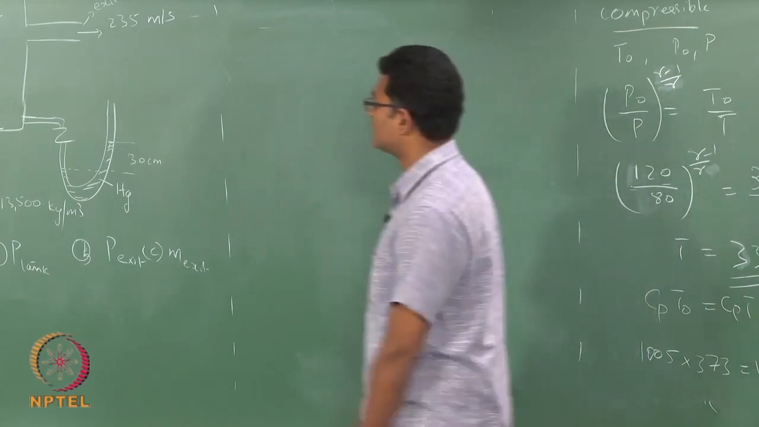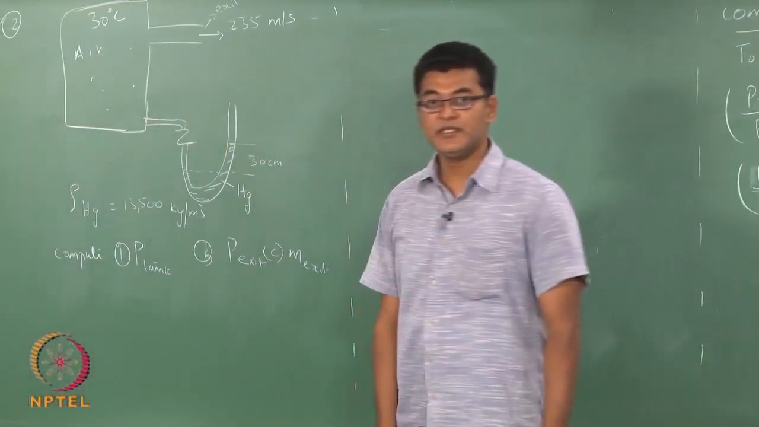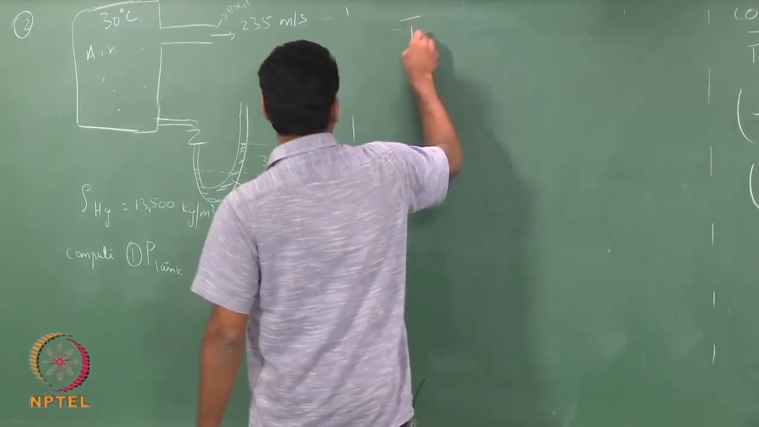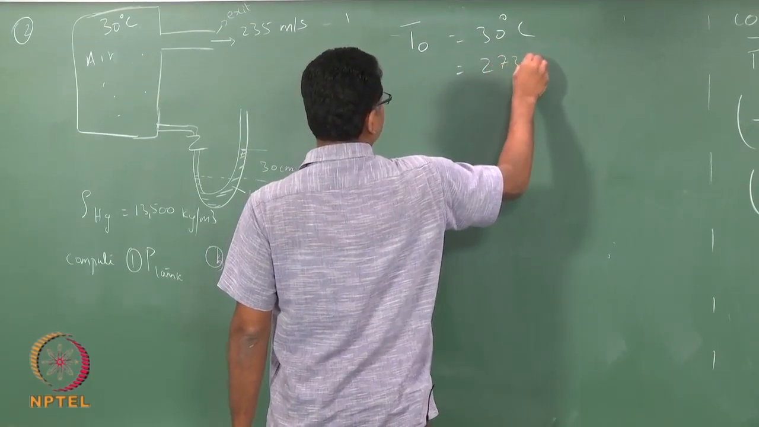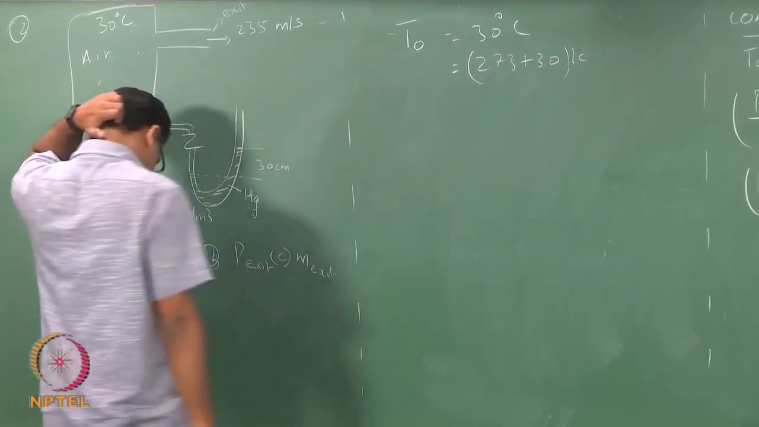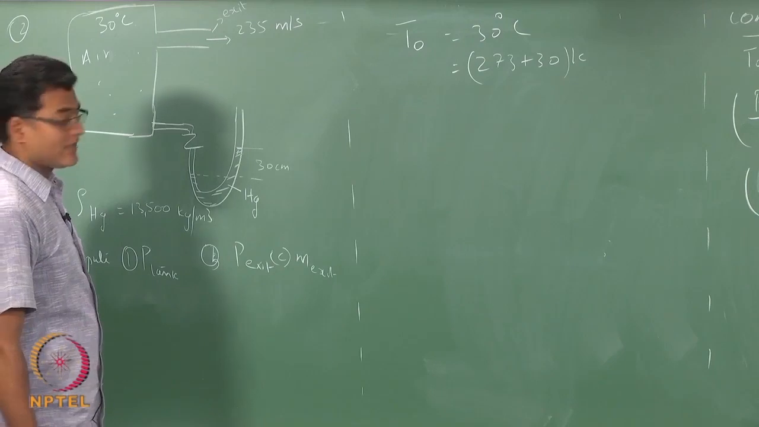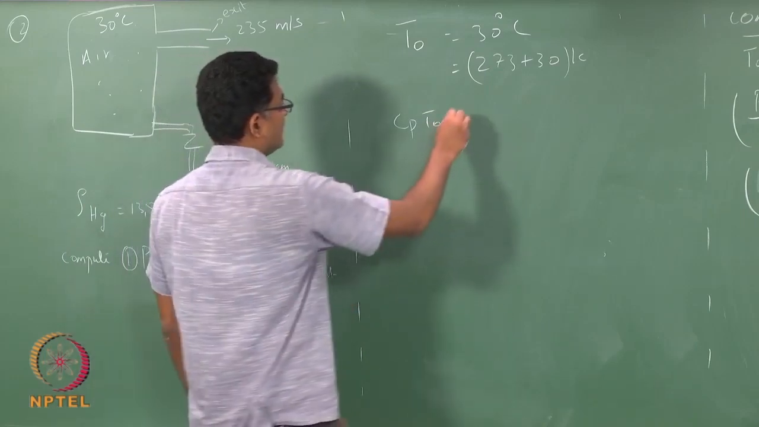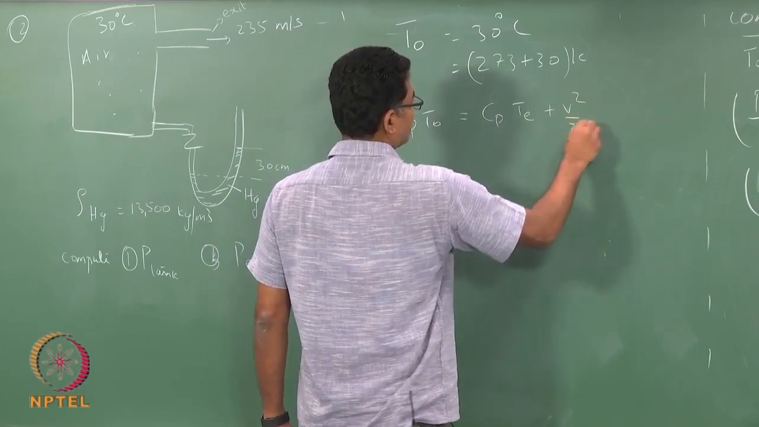So, this is the tank which contains a lot of fluid particles in it. The velocity is assumed to be 0. So, the temperature you have measured there is T0. T0 is 30 degrees Celsius, which is 273 plus 30 Kelvin. If that is the case, apply my energy equation to get the temperature at the exit plus the velocity at the exit.